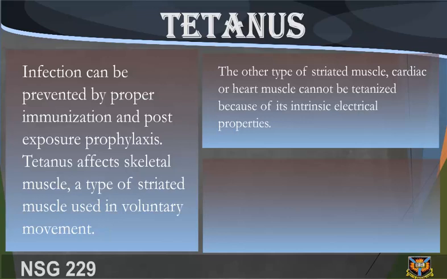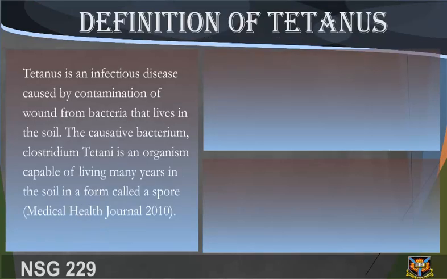Tetanus affects skeletal muscle, a type of striated muscle used in voluntary movement. The other type of striated muscle, cardiac or heart muscle, cannot be tetanized because of its intrinsic electrical properties. Definition of tetanus. Tetanus is an infectious disease caused by contamination of wound from bacteria that lives in the soil. The causative bacterium, Clostridium tetani, is an organism capable of living many years in the soil in a form called a spore. Medical Health Journal, 2010.